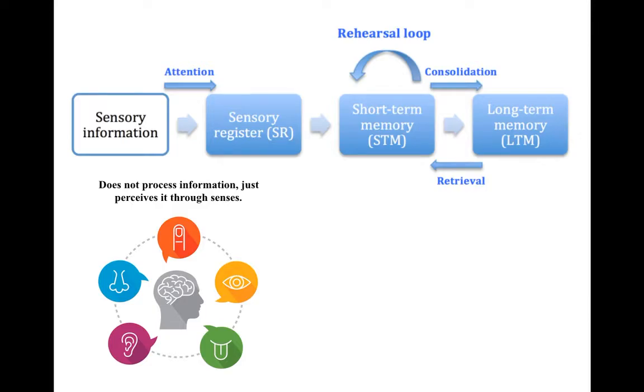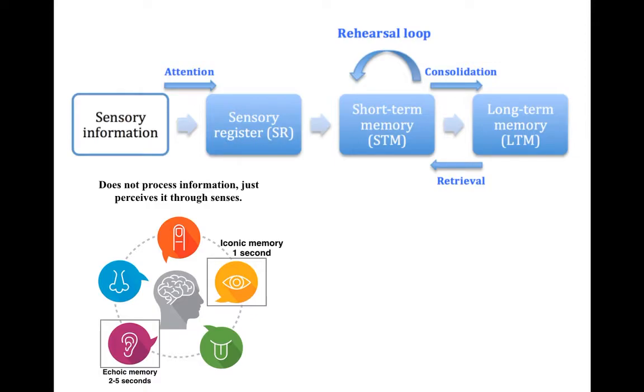This model also suggests that for information to move from one component to the next, specific conditions or criteria need to be met. The first component is the sensory memory, also known as the sensory register. This is where information in the environment is taken in through our 5 different senses, which, as you might have learned already, are touch, sight, taste, sound, and smell. Our sight is stored as iconic memory, and sound is stored as echoic memory.